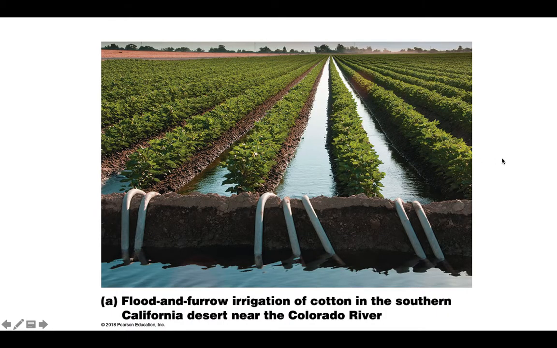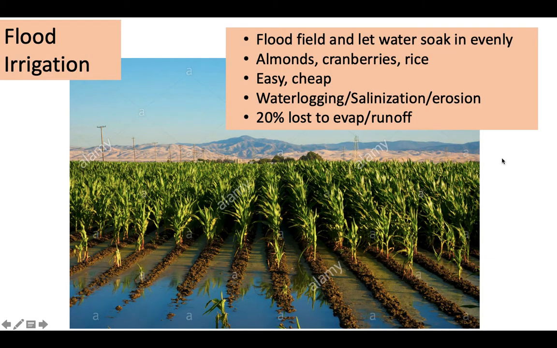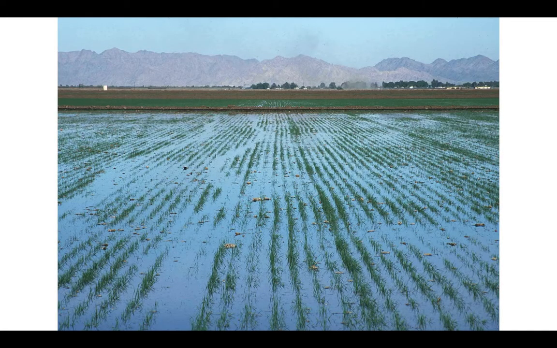Here's another picture. The second type is flood irrigation. This is done for things like cranberries, almonds, and rice, where you basically flood the entire field full of water. It's really easy, it's really cheap, but we see the similar problems that we saw with furrow irrigation, where it leads to waterlogging of the soil, increased erosion. It can even lead to salinization, as a significant chunk of that water is going to evaporate or run off. So again, a lot of wasted water here. Here's another picture of growing a rice crop via flood irrigation.